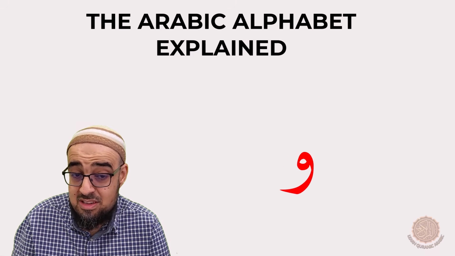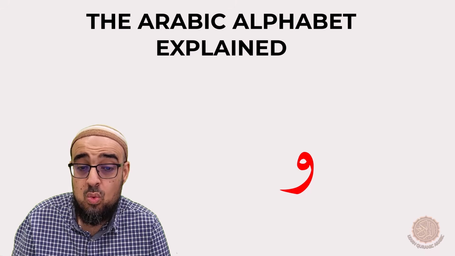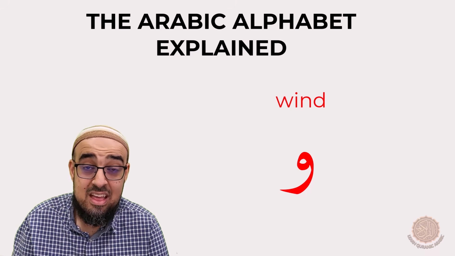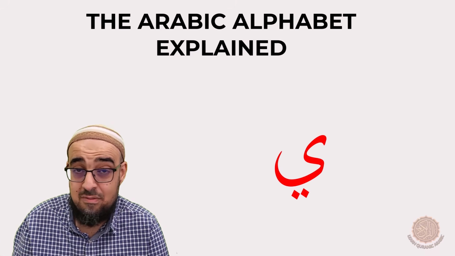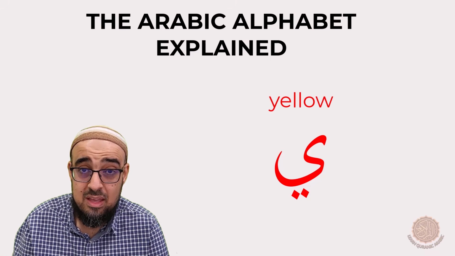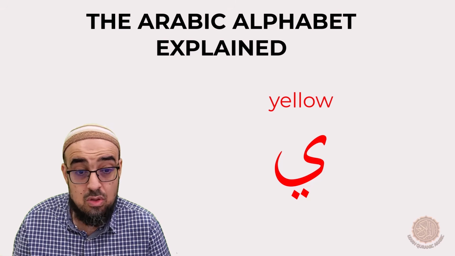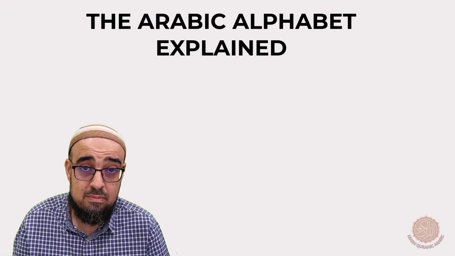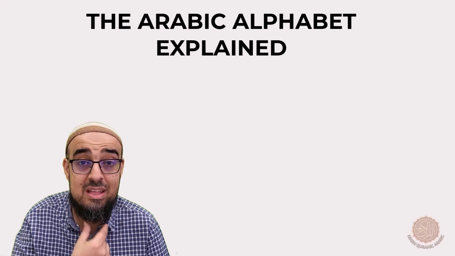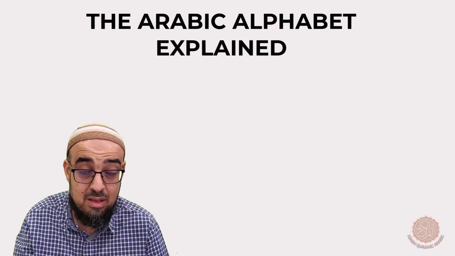The waw is very similar to W. It has the woo sound, like wind. Then the ya has the Y sound, for example, yellow. The more you read, the better you'll get. The muscles will be activated and they'll be developed and you'll become better.